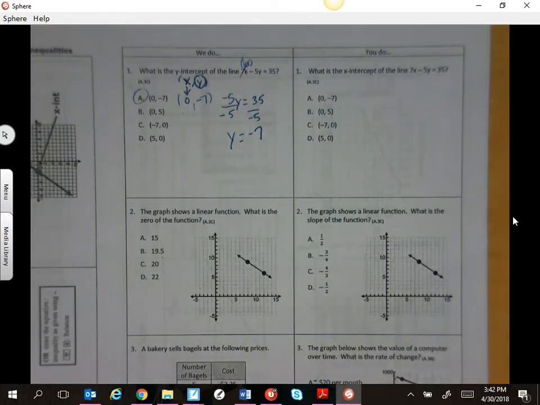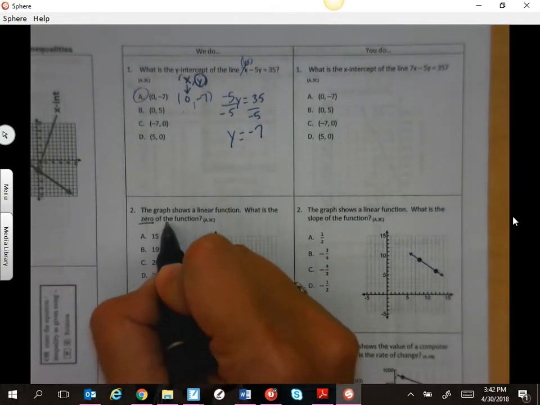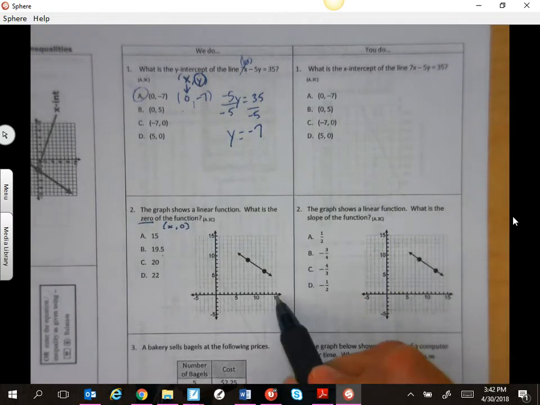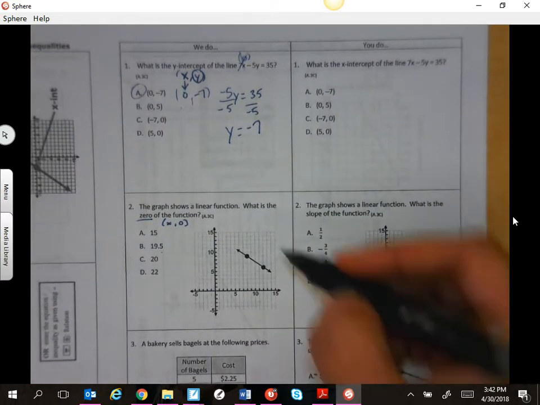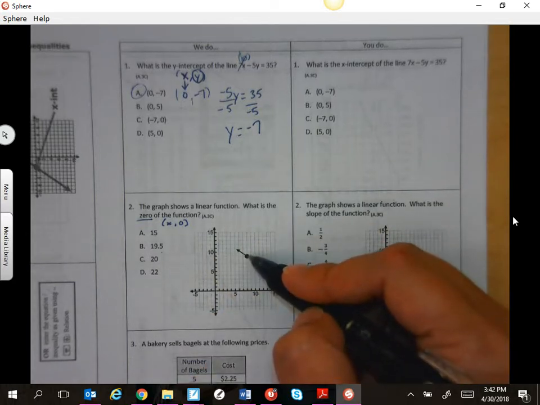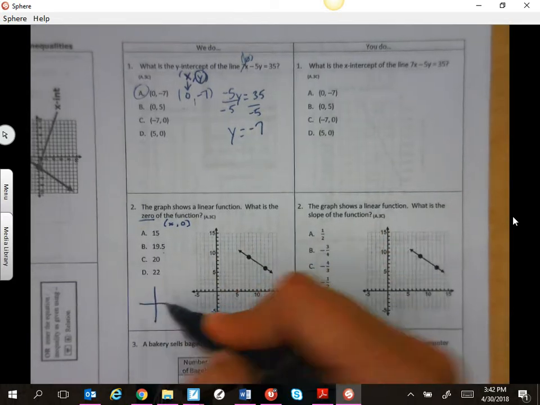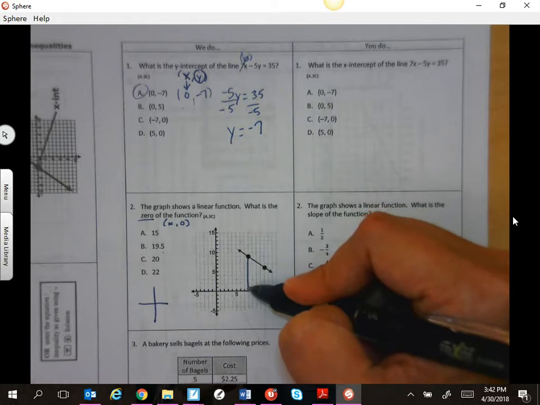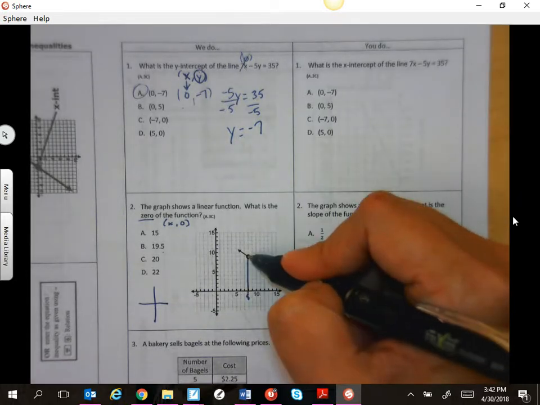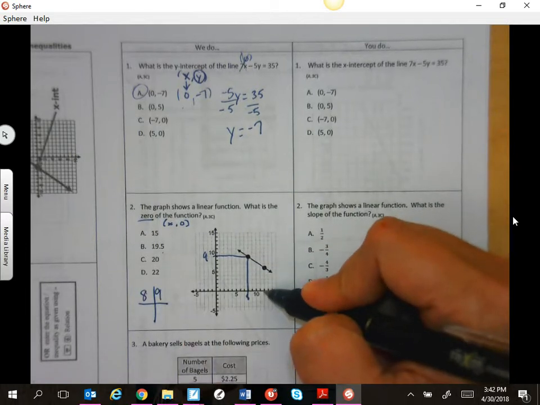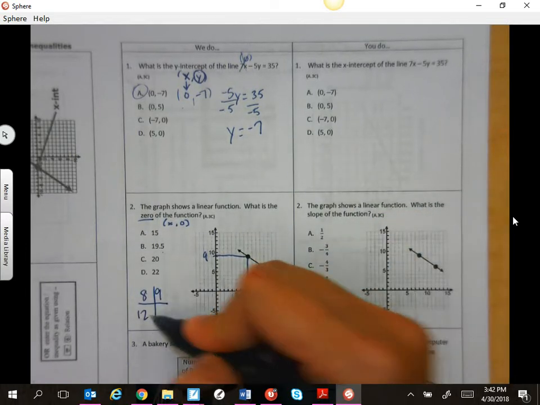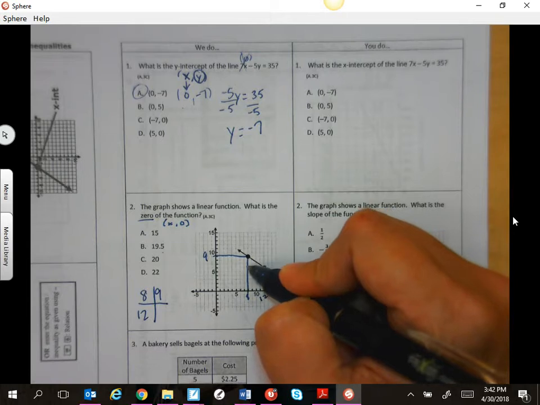On this next one, the graph shows a linear function. What is the 0? Remember, these are the x-intercepts of the function. That's going to be way down here. Now, we can't actually see that. So one of your strategies might be to go ahead and put this into list and spreadsheet. So I'm going to find my points real quick. So this looks like it is 8 and 9. This one looks to be 10, 11, 12, and 6.